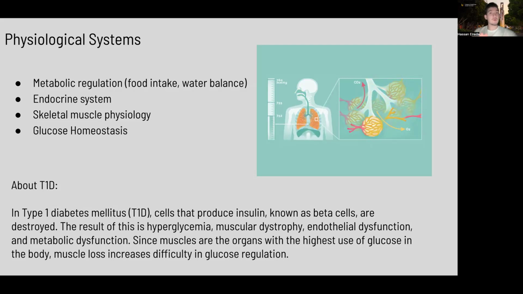A little bit about T1D: in type 1 diabetes mellitus, the cells that produce insulin, known as beta cells, are destroyed. The result is hyperglycemia, muscle dystrophy, endothelial dysfunction, and metabolic dysfunction. Since muscles are the organs with the highest use of glucose in the body, muscle loss increases difficulty in glucose regulation.